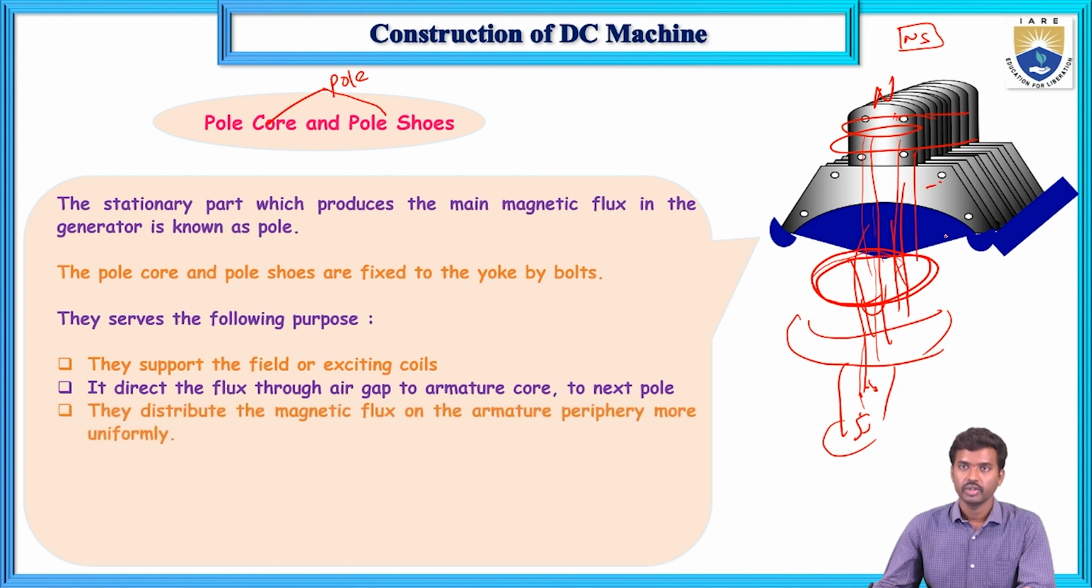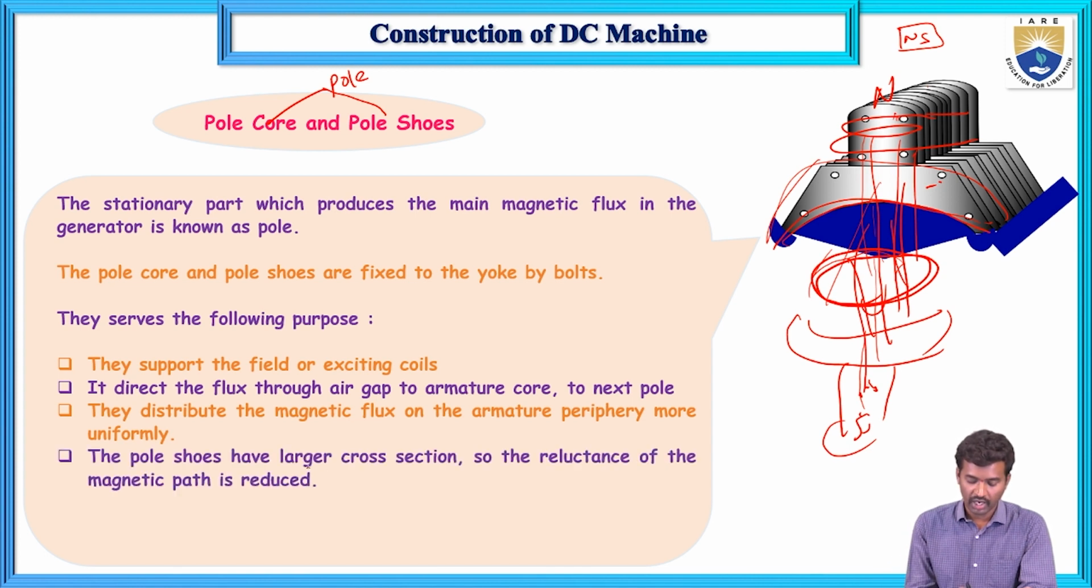Next point, the generated flux distributes over the armature periphery more uniformly. Because of the larger cross-sectional area of this pole shoe, it distributes the flux in the entire air gap. Next, pole shoes have a larger cross-sectional area, so the reluctance of the main magnetic path is reduced. It will provide a low reluctance path, meaning there is a high area.